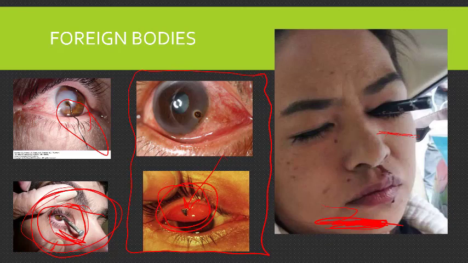This is probably one of the most common foreign bodies that we see in the emergency department because it's very easily missed. We're going to talk a little bit more about what to do when you find these and what kind of findings the patient will be complaining of.